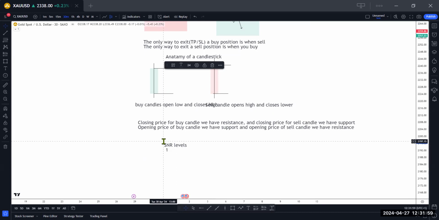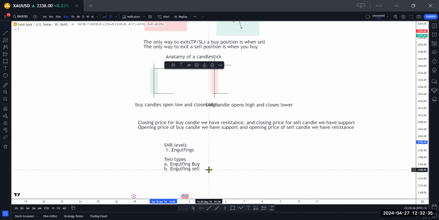The first SNR level we'll be talking about is engulfings. And there are two types of engulfing. Number one, we have engulfing buy, and number two, we have engulfing sell. So we have EG buy and EG sell. There are two types of engulfings, EG buy and EG sell.